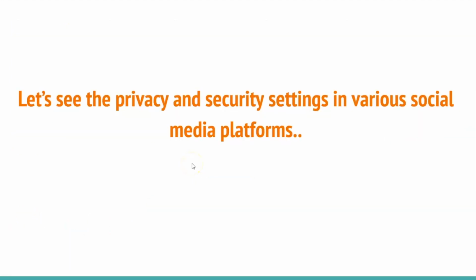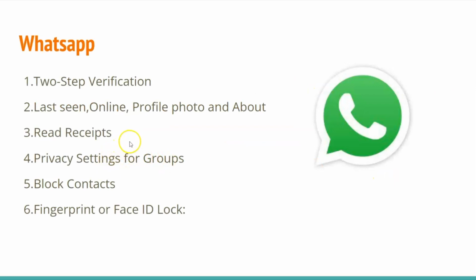In this video, we'll see the privacy and security settings in various social media platforms. So let's see. Under this, our first social media platform is WhatsApp. WhatsApp offers a range of privacy and security settings to help you control who can see your information and protect your conversations. WhatsApp uses end-to-end encryption for messages, calls, and video chats. This means that only you and the person you are communicating with can read each other's messages, and no one else, not even WhatsApp, can access your messages.